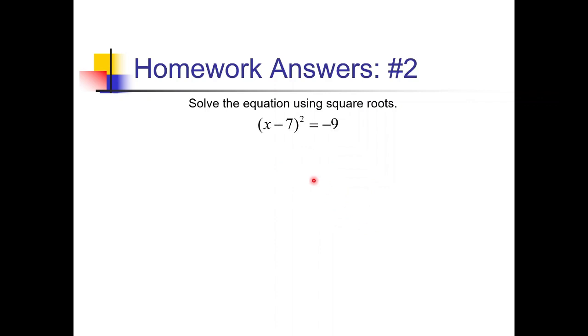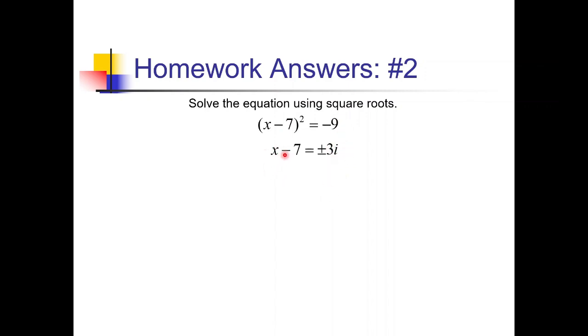To solve this problem using square roots, I already have the squared term by itself, so I can just square root things right away. On the left side, that's going to give me x minus 7, and square rooting the right side, this would normally be 3, but since it's a negative 9 that we're square rooting, we actually get 3i because we have to take an i out of that. And we also can't forget the plus or minus. So plus or minus 3i is everything I have over there.